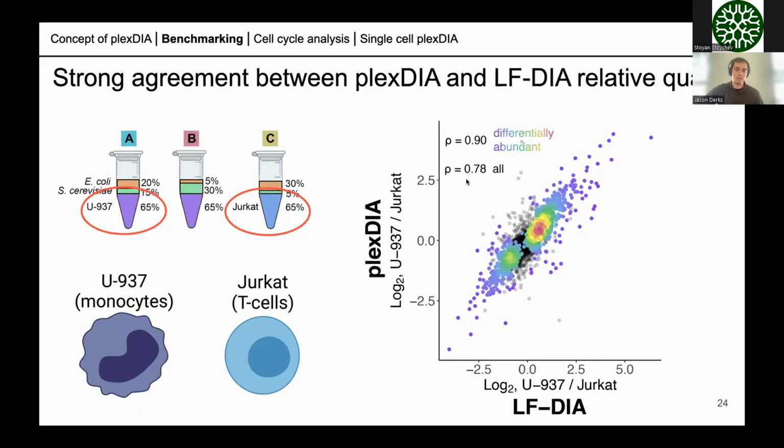And this is something that we see: for all proteins, the Spearman correlation is about 0.8. And then for the proteins that we found to be differentially abundant in label-free DIA, the quantitation is actually recapitulated quite well with plexDIA. Presumably, these are proteins that you would really care about the quantitative accuracy for, and it's nice to see that we can recapitulate this with plexDIA.